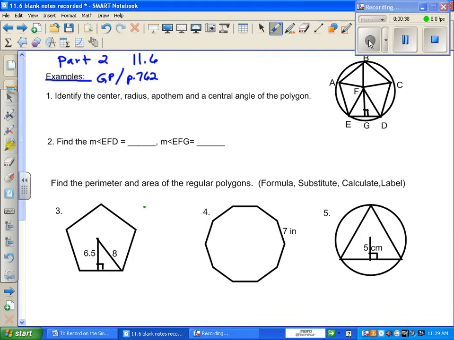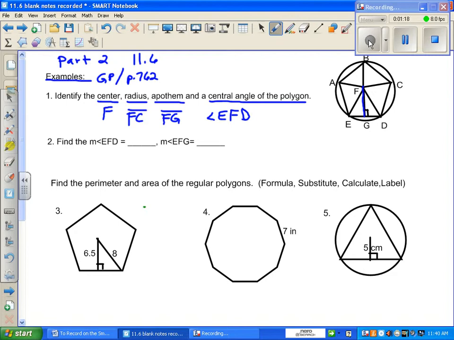So first we're going to just start with identifying the center, the radius, the apothem, and the central angle of the regular polygon. So the center is going to be the letter F, capital letter F. The radius is a segment, and it's FC. Make sure you put your segment above FC. The apothem is a segment, and that is one we just learned. It comes from the center, perpendicular to a side, and the only one in your diagram, right here, is the segment FG. That's your apothem. And a central angle in the regular polygon, we'll name just one. One of them would be angle E to F to D.